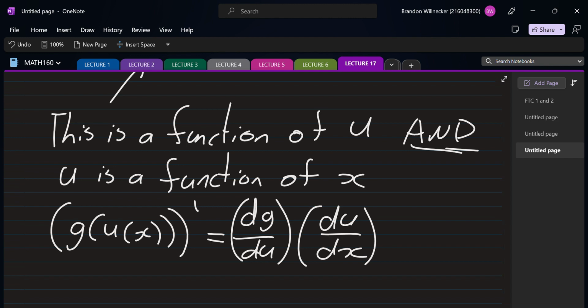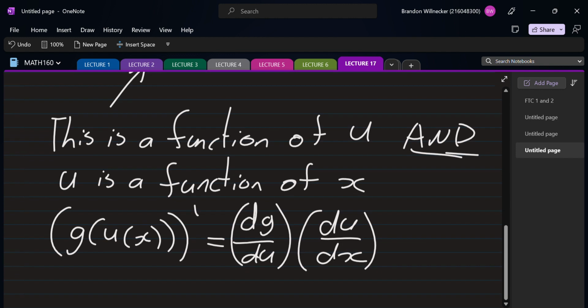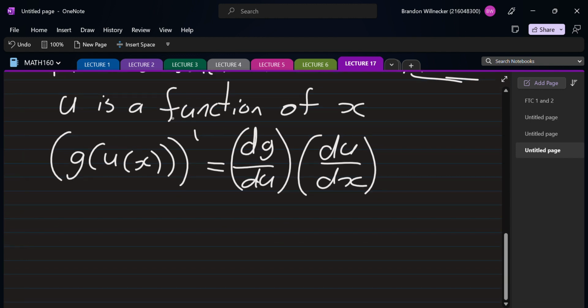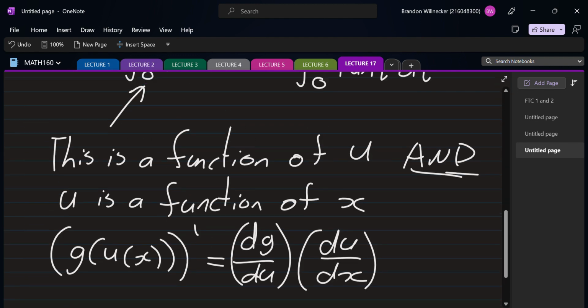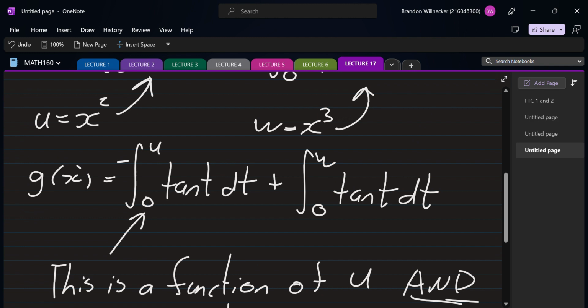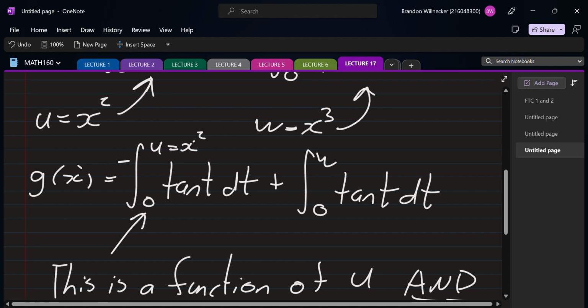If not, I'll go through it again. So here, g of u of x. Is that part okay? This top part, we could even write here u is equal to x squared as the upper bound. That's fine as well. So g is a function of u, because that's what we have at the top, and then u is a function of x, because u equals x squared. So we've got this composition.